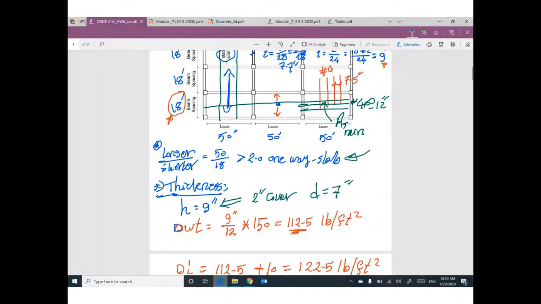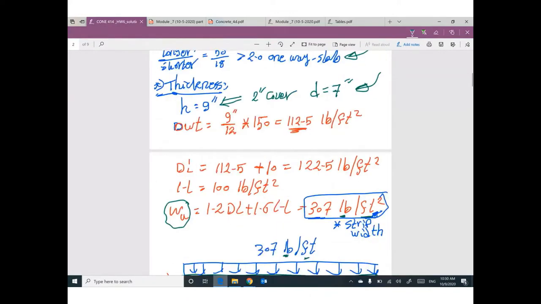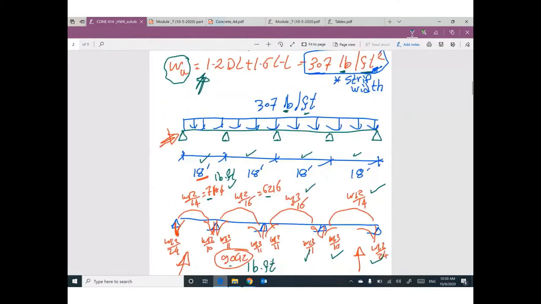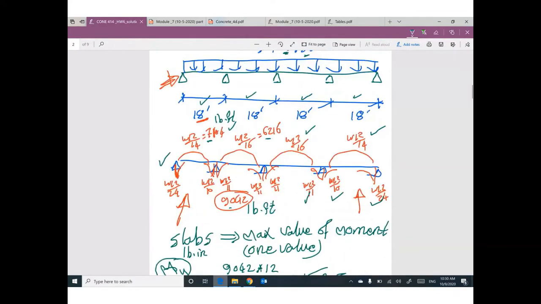Then you need to figure out which thickness I'm going to use. Then what is the own weight? What is the dead load? What is the live load? What is the ultimate load? Then take a strip with unit width. With this load, you can draw your bending moment diagram. For a slab, we recommend using the maximum value of moment and using this value only. Don't try to design for each one because you will make a mess of calculations.